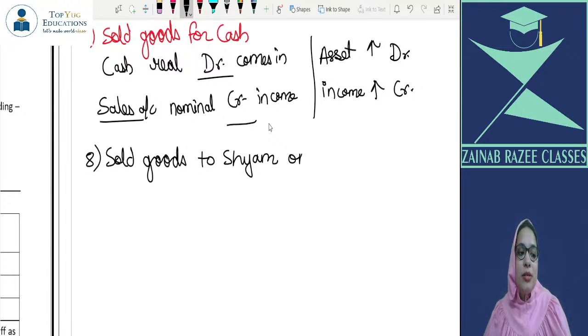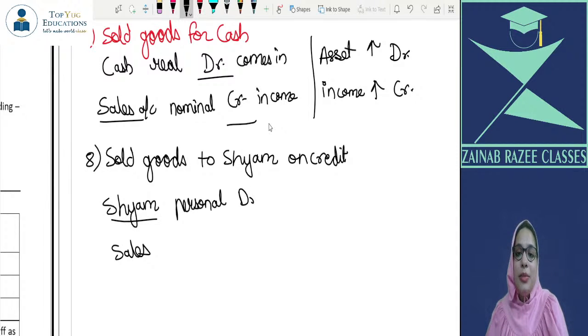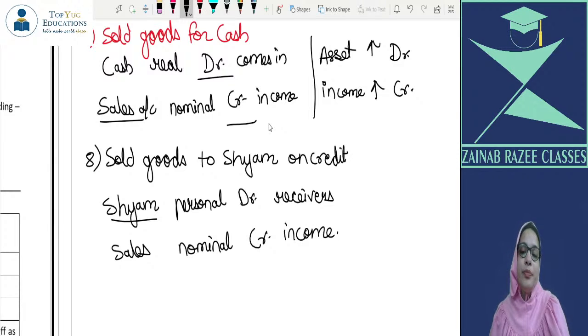Sold goods to Sham on credit. Yes. Now I'm getting the two accounts, as everyone is correct. I'm getting the two accounts as Sham and sales. Okay. So Sham is a personal account and debit the receiver. He is the receiver of goods. So I will debit him, Sham account debit. And sales is my nominal account. Credit the income. So I will credit income. Okay.